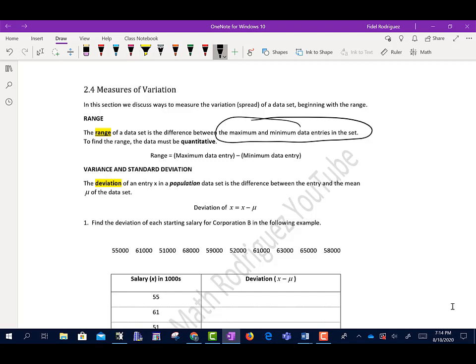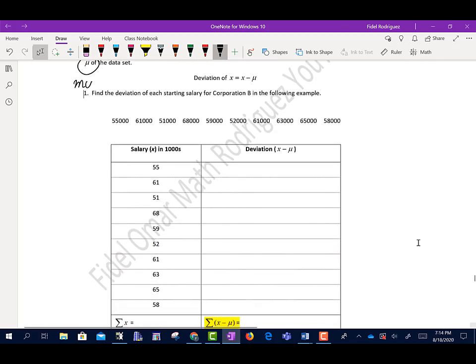The next part says, the deviation of an entry X in a population data set is the difference between the entry and the mean, remember the symbol? Mu of the data set. Okay, so the first example here says find the deviation of each starting salary for corporation B in the following example. Okay, so we have salaries. So these are salaries: 55,000, 61, 51, 68, 59, 52, 61, 63, 65, and 58.